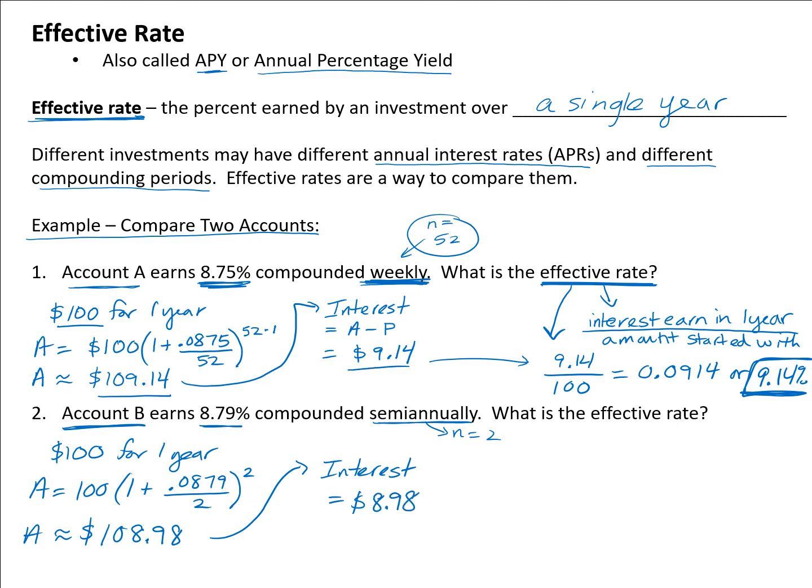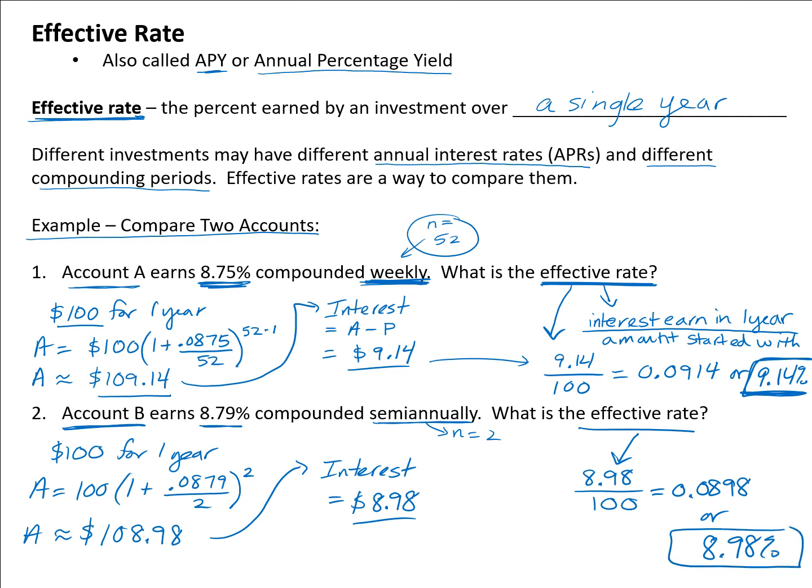And you can tell already that is not as good as what we did in account A. But we can calculate the effective rate by taking that amount we earned, $8.98, and dividing it by what we started with. And when we do that, we get 0.0898, or as a percentage, that would be 8.98%. So my effective rate on the second account is 8.98%, whereas on the first account, it was 9.14%. So 9.14% is a better effective rate, earning rate, and therefore account A is a better investment.